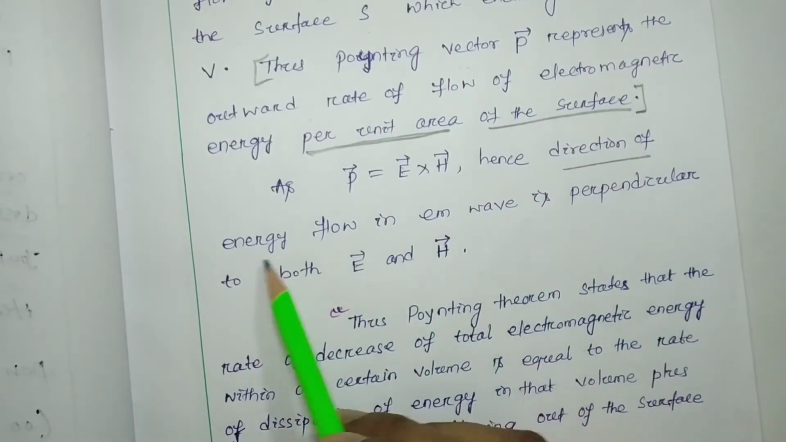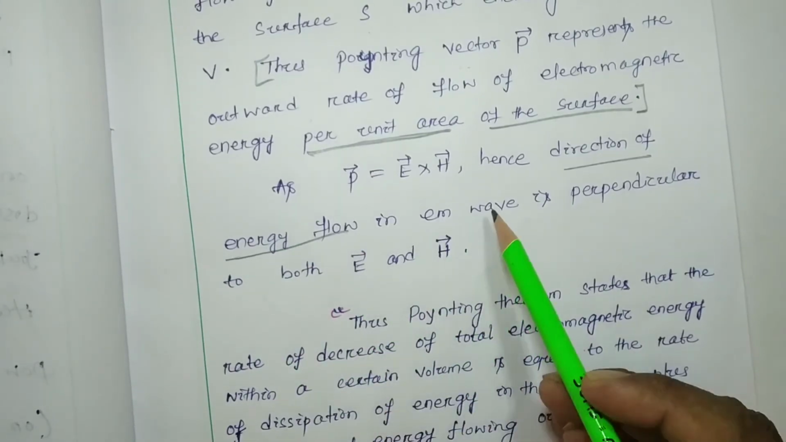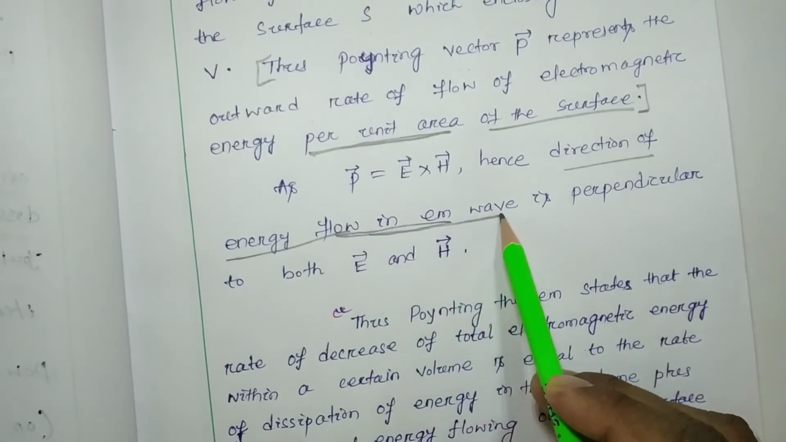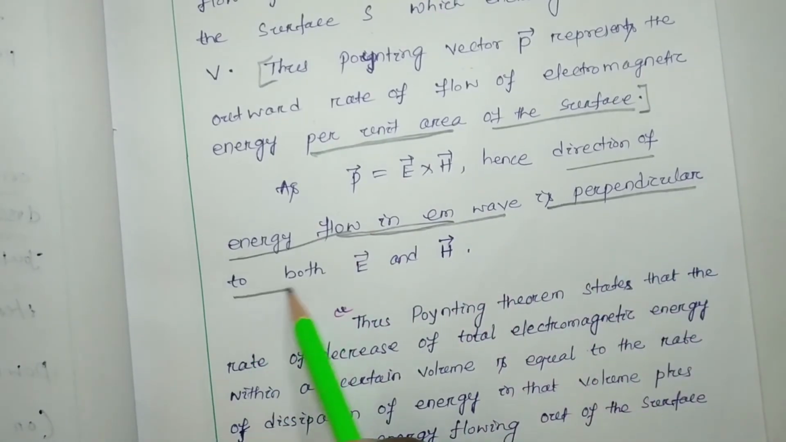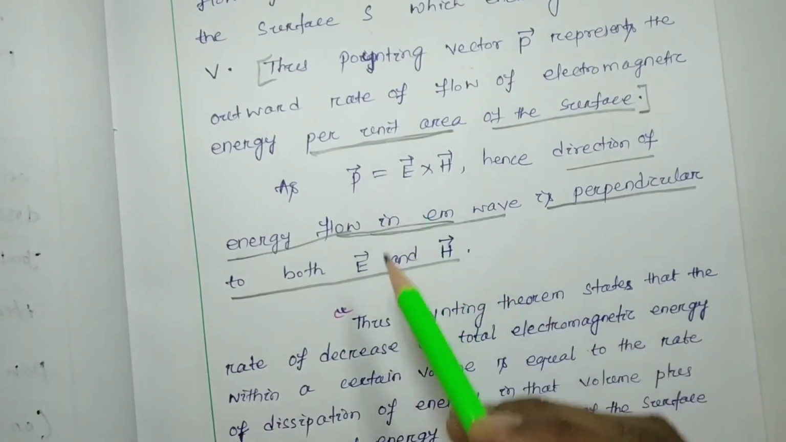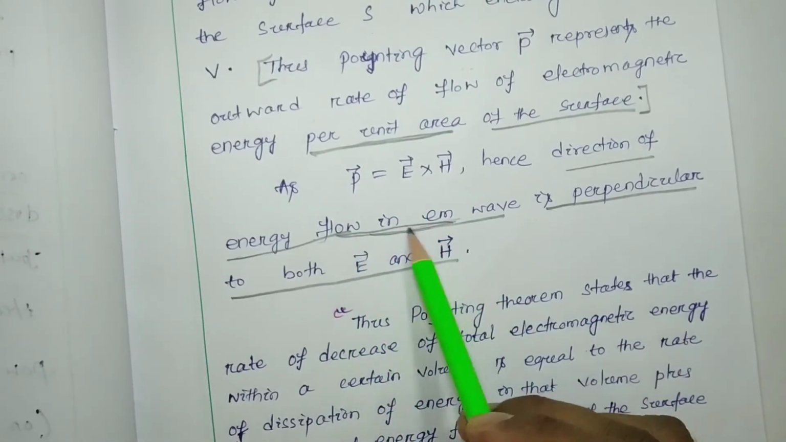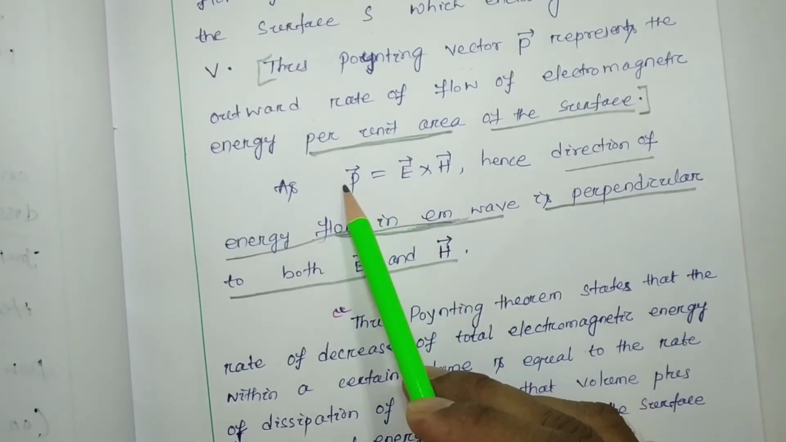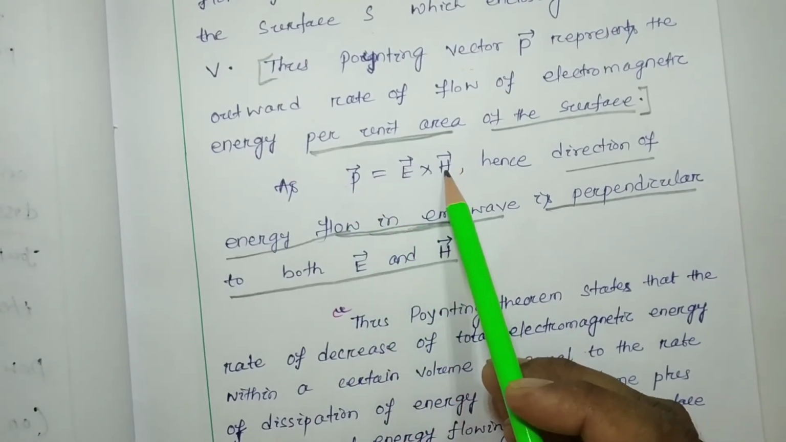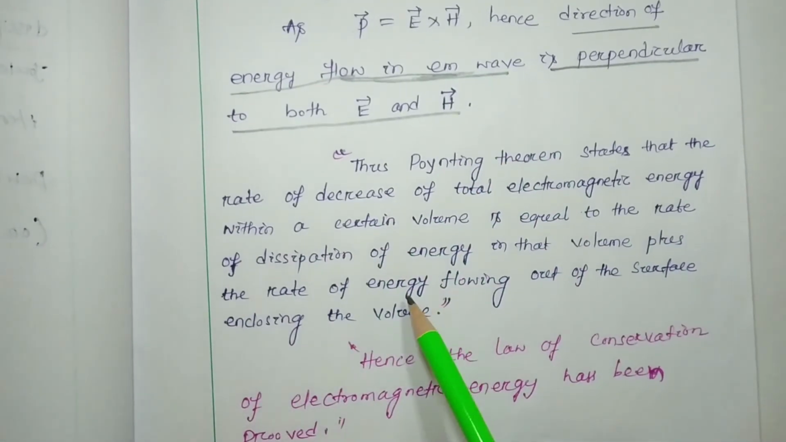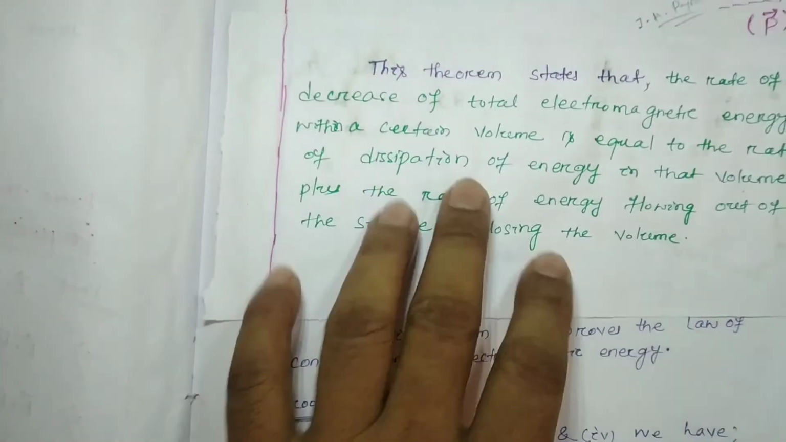Hence the direction of energy in the electromagnetic wave is perpendicular to both E and H. So this P direction will be the same as the propagation direction of the electromagnetic wave, but P is perpendicular to both E and H.